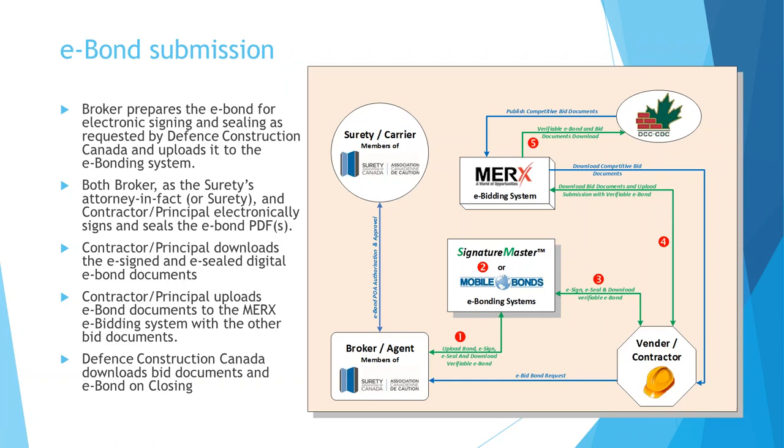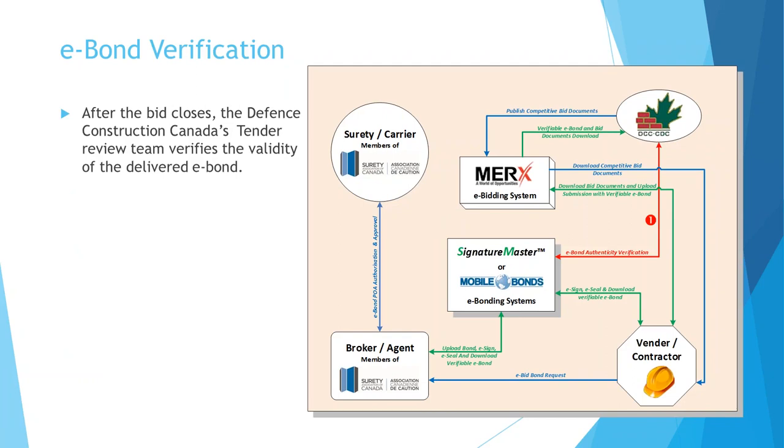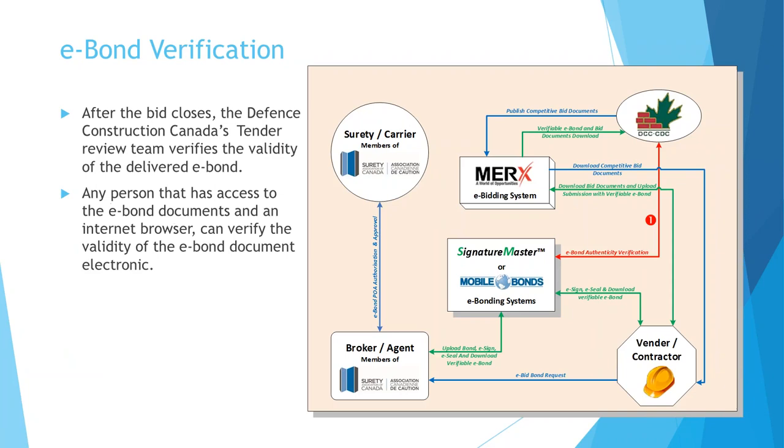Now, once that is in the MERX system, the MERX system will make it available to Defense Construction Canada after the actual tender closing time, not before. At which point, could you click these? Defense Construction Canada, once they have that document, will be able to go in and verify its authenticity. Also, any other person who has access to that document will be able to verify it. Could you click, please? How is the verifiability? I'll turn that over to Steve.